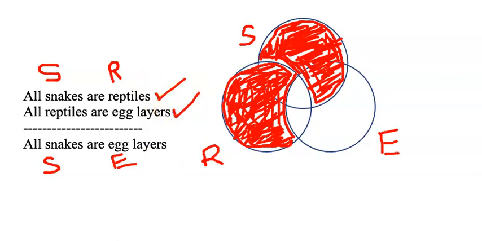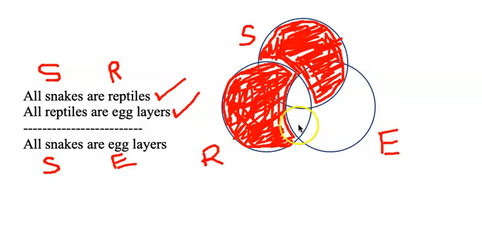Now we never map a conclusion. What we do is we map the two premises and see if the conclusion is true on the basis of those premises. So now our conclusion says all snakes are egg layers. So is this true? Have we gotten rid of all the area that involves being a snake, except for that which overlaps with egg laying? And we're saying, yeah, here's all that's left of the area of snakeness or being a snake. It's both a reptile and egg laying.